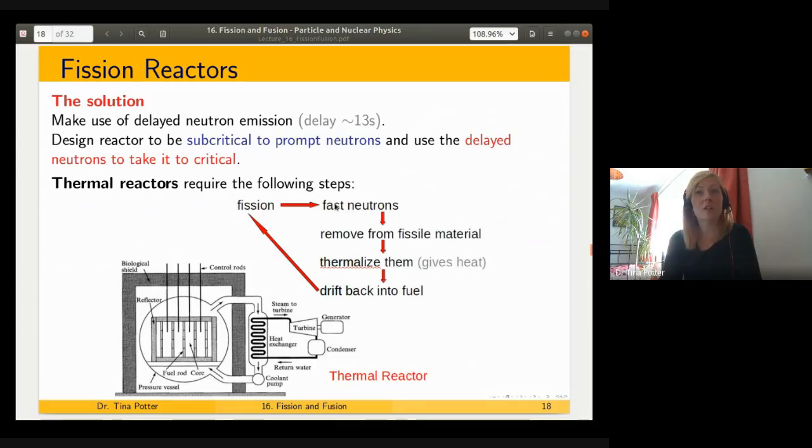So we're going to get those fast prompt neutrons from fission, and we're going to remove them from the fissile material, and we're going to then slow them down, and drift enough of them back into the fuel to undergo fission. So we're really going to remove these away and get them to do some work and drift enough of them back in to give us a subcritical fission. And then we've got our delayed neutrons, which we can control on the time scale of 13 seconds easily with our control rods. And that gives us a nice critical chain reaction for thermal reactors.